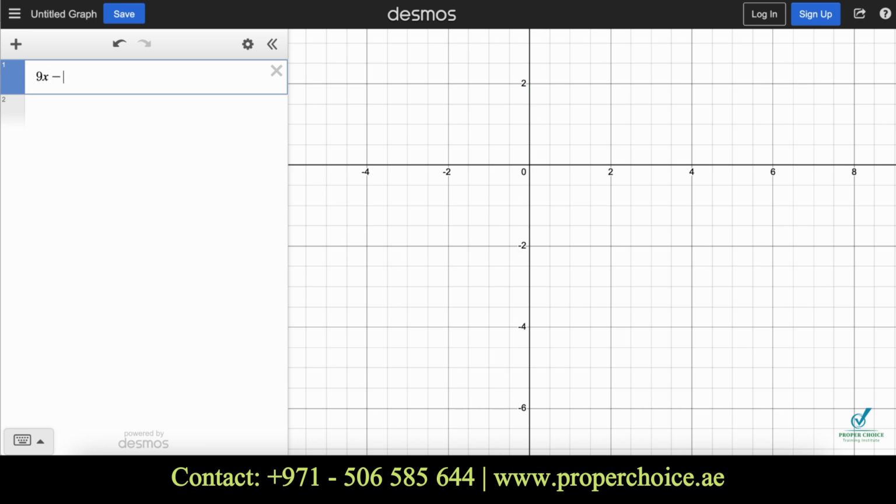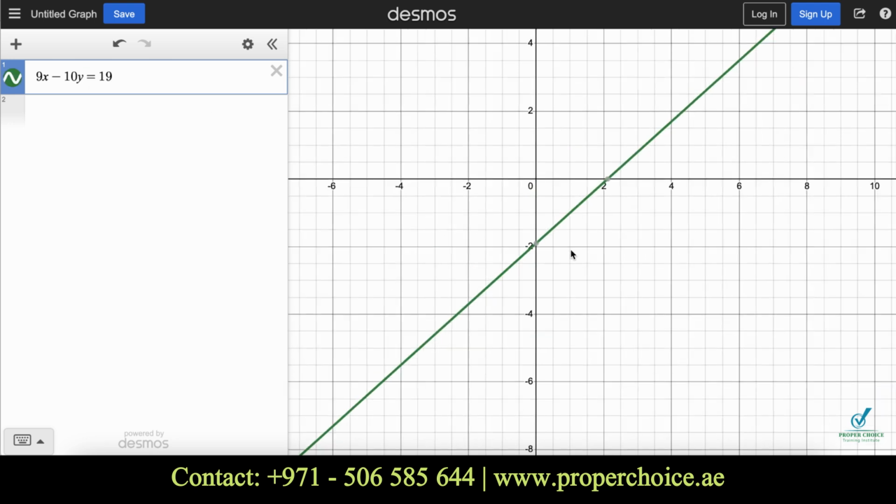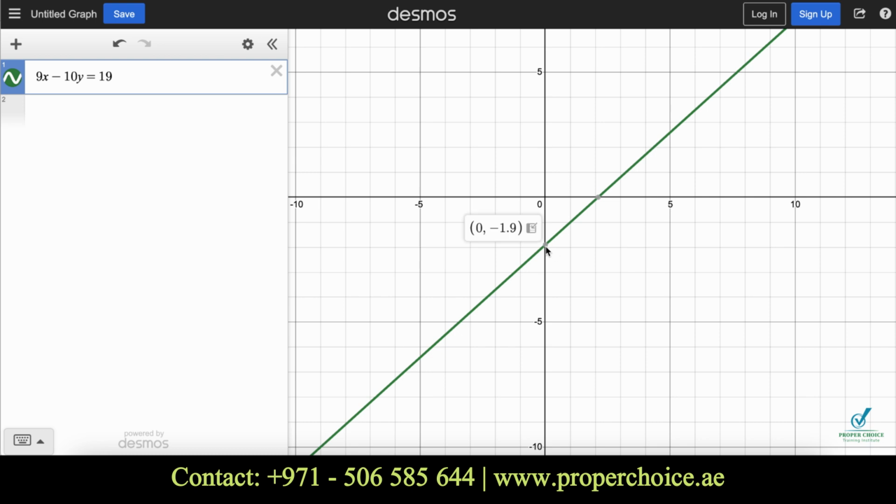9x minus 10y equals 19. Okay, this is the graph we are talking about. Now, to translate this graph 4 units down, we are supposed to subtract 4 from the y. But you can look at it very carefully here. The sign in front of that y is going to be negative.